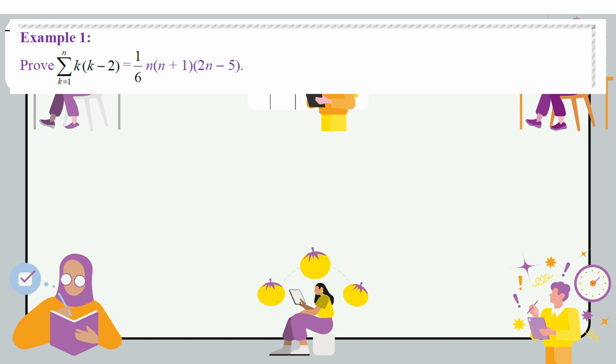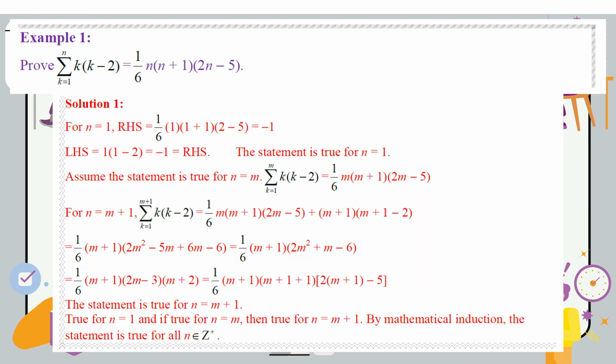I'm sure you worked hard on it and have some experience with it. You got the obstacle, so see how we can pass through it. First of all, n equal 1 is very easy. For the right hand side, substitute n equal 1, which gives minus 1. For the left hand side, substitute n equal 1, the sum from k equal 1 to 1. That's one term, also negative 1. So the statement is true for n equal 1.